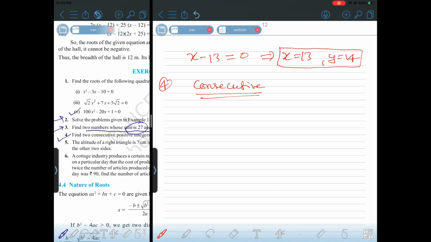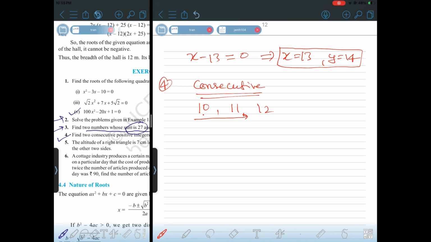Suppose you have one number as 10, right? So the next number is 11. We can say that these two numbers are consecutive because after 10, 11 comes. Then after 11, 12 comes, right? So all these numbers like 11 and 12 are consecutive, right?